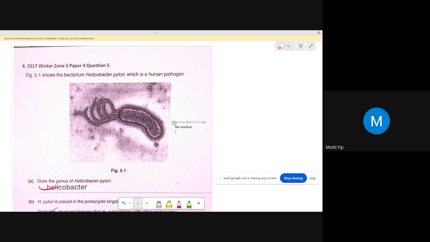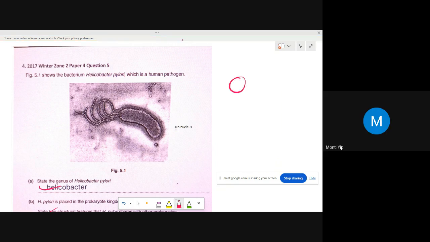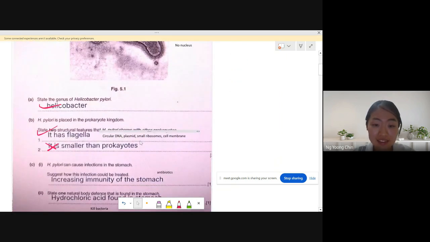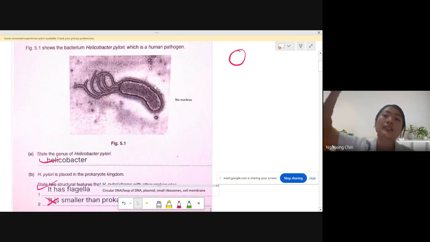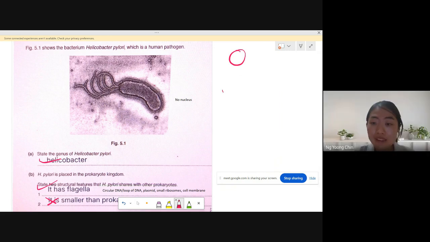How is the DNA structured in the prokaryote cell? It's a circle, right? So we call it circular DNA, or sometimes a loop of DNA. Up to you, you can choose either one to write. Just remember, the DNA in the prokaryote cell looks like a circle, like a ring. So we call it circular DNA.